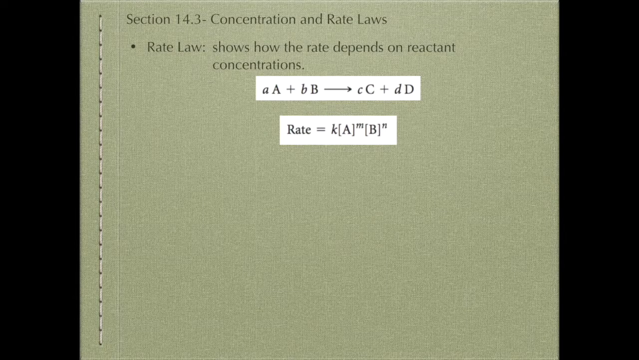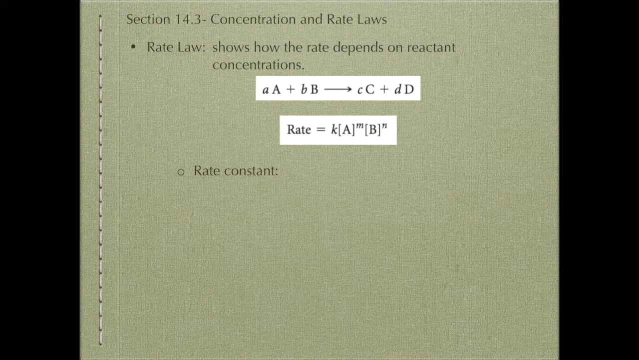to be equal to K, which is your rate constant, times the concentration of A, raised to its reaction order, which we'll talk about in one sec, times the concentration of B times its reaction order. Notice M and N are different variables than little a and little b, and that's because when determining a rate law, you don't actually use the stoichiometry.